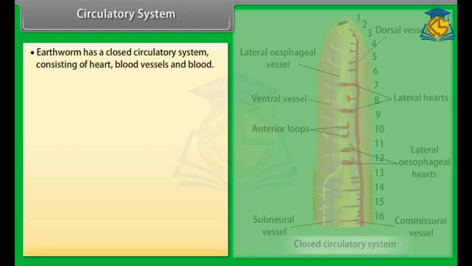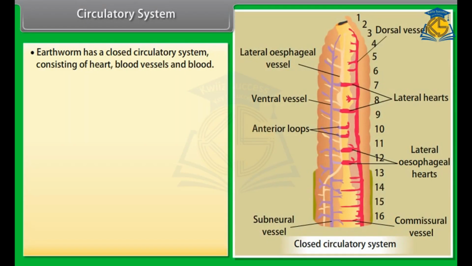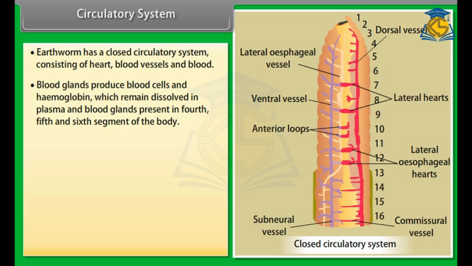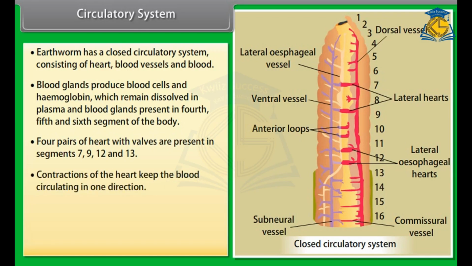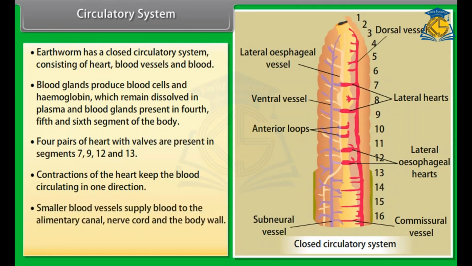Circulatory system. Earthworm has a closed circulatory system consisting of heart, blood vessels and blood. Blood glands produce blood cells and hemoglobin, which remain dissolved in plasma. Blood glands are present in 4th, 5th and 6th segment of the body. 4 pairs of hearts with valves are present in segments 7, 9, 12 and 13. Contractions of the heart keep the blood circulating in one direction. Smaller blood vessels supply blood to the alimentary canal, nerve cord and the body wall. Blood cells are phagocytic in nature.